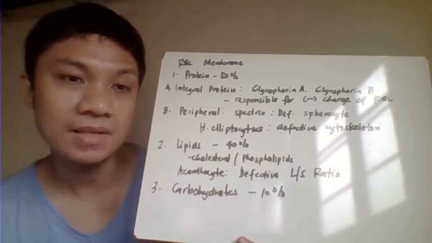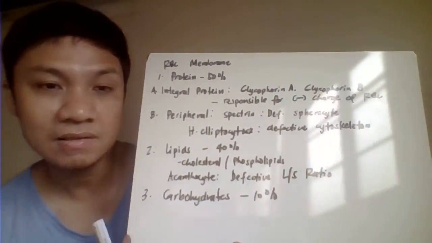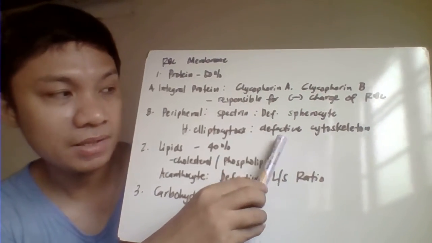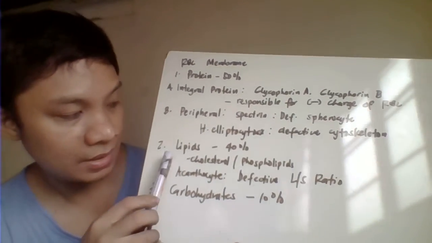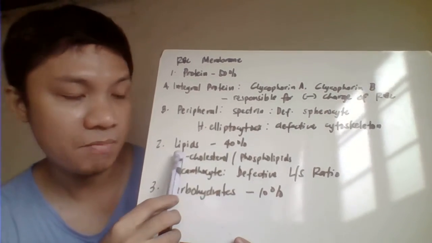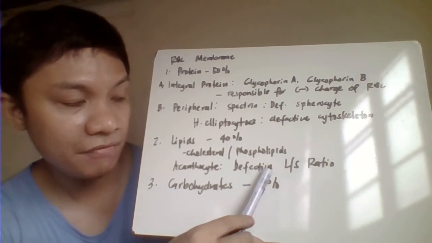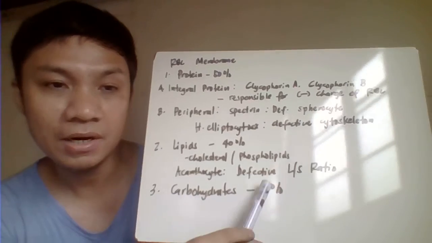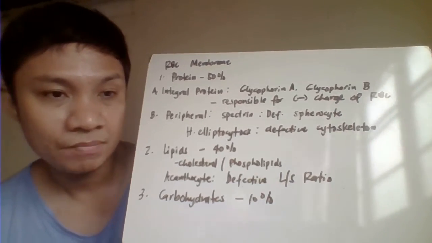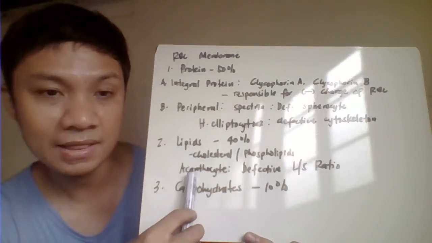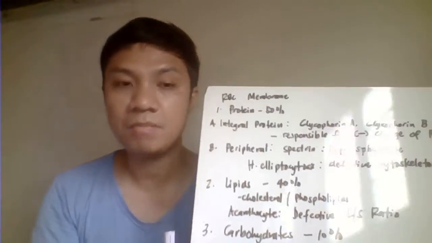Another protein which comprises the RBC membrane is your spectrin. So, deficiency ulit ng spectrin results in your hereditary spherocytosis. Another one, also part here, would be your cytoskeleton. Deficiency of that results in your hereditary elliptocytosis. Another component of the RBC membrane, 40% is made up of your lipids in the form of your cholesterol and your phospholipids. Then, abnormality in your lecithin, sphingomyelin, which is a type of your phospholipids. Abnormality in the L/S ratio results in your acanthocyte. And lastly, the remaining 10% of the RBC membrane is made up of your carbohydrates.